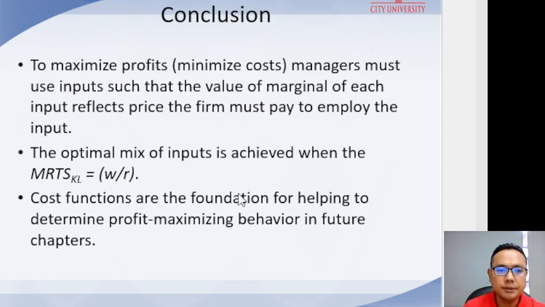So in conclusion, to maximize profit or minimize cost, a manager must use inputs such that the value of marginal product of each input reflects the price the firm must pay to employ the input. An optimal mix of inputs is achieved when the MRTS KL equals the wage divided by R. And cost functions are the foundation for helping to determine profit maximizing behavior in future chapters.